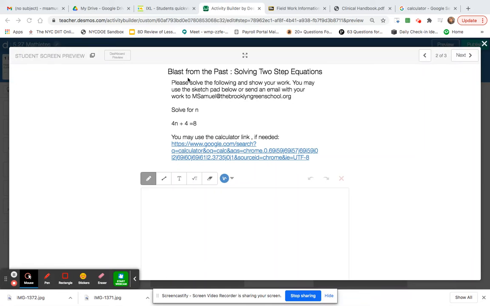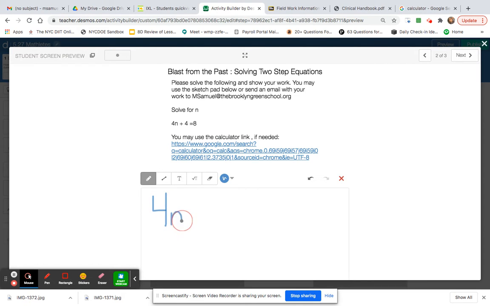Okay, guys, so we have the following problem. It says, please solve the following and show your work. And based on the title, we can see that we're dealing with solving two-step equations. So that means that it's going to take us two steps in order to solve for our variable, which in this case is n. Okay, so I'm just going to rewrite the equation.